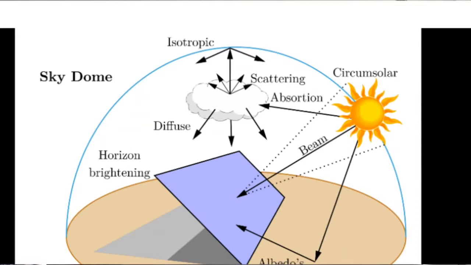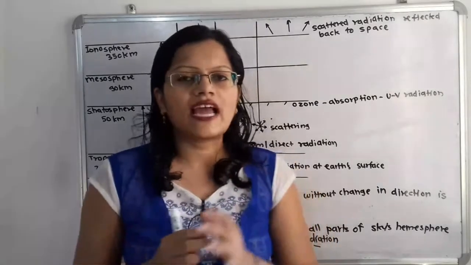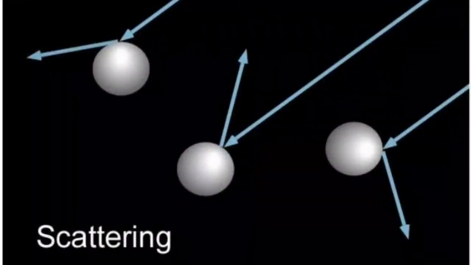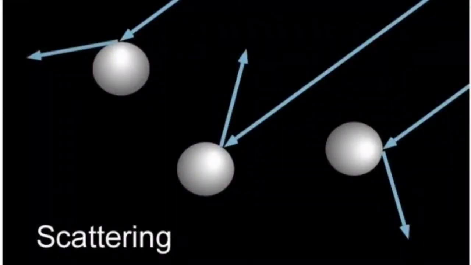So here is the Earth's surface and radiation received from the different directions from all parts of the sky hemisphere after scattering. So what is this scattering process? This scattering occurs because of particulate matter in the atmosphere. When radiation is incident on these particulate matters, it gets divided into a number of directions, and this is called the scattering process.